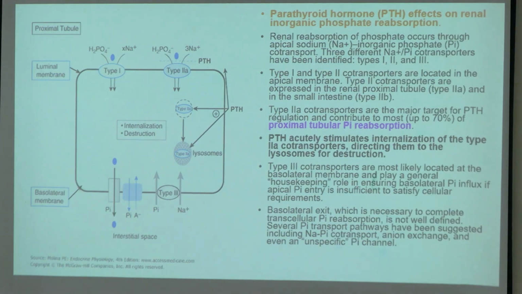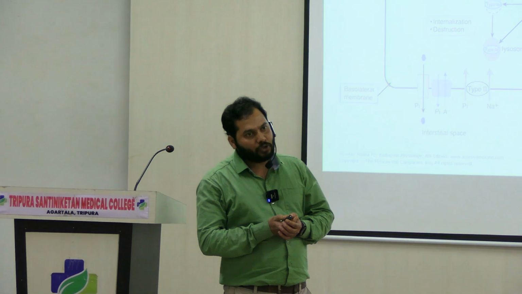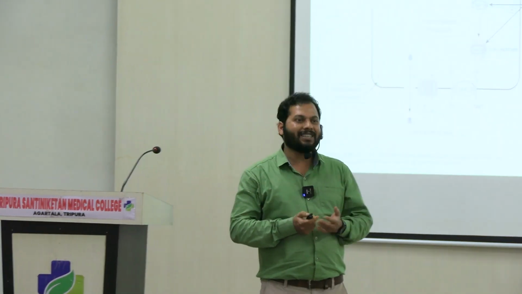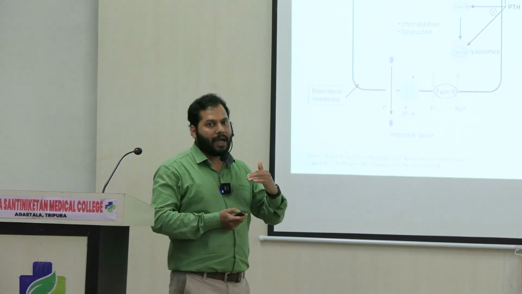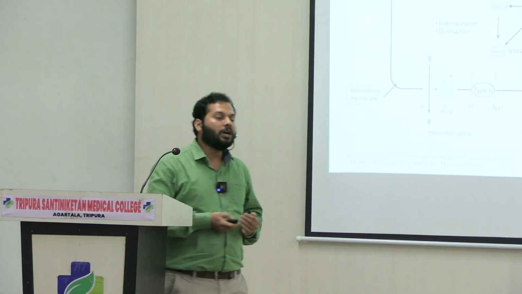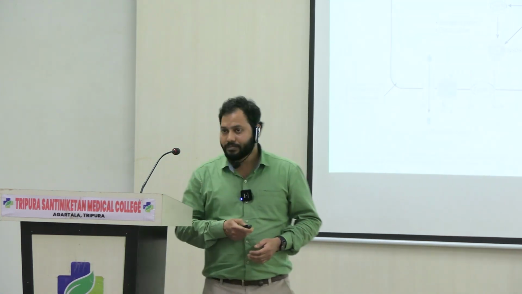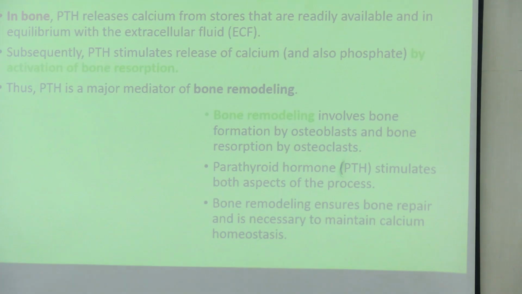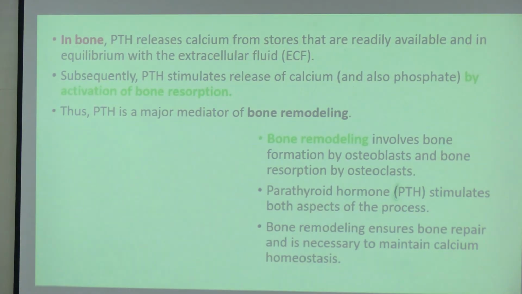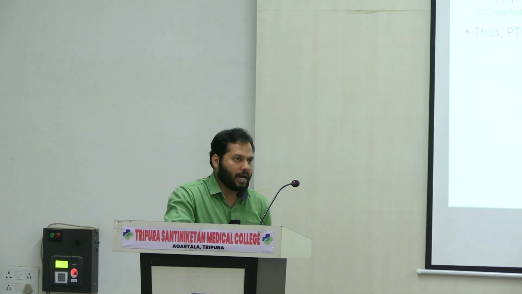So this is the exact mechanism of phosphate reabsorption, or how the balance of phosphate in the flowing blood is maintained by changing the expression pattern of different types of co-transporters and the involvement of different types of peptides like FGF23. Now, the reabsorption of calcium part is done. Then the reabsorption of phosphate part is also done.